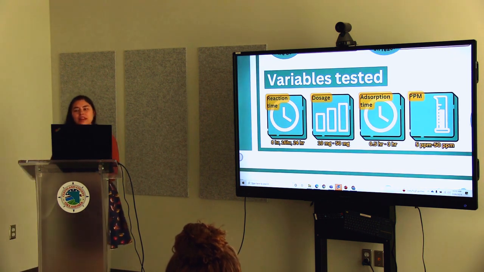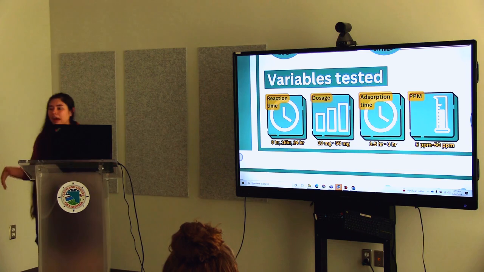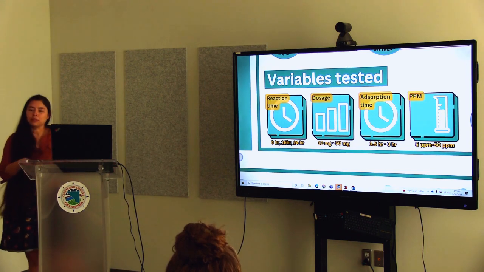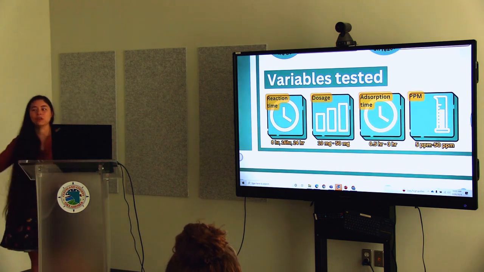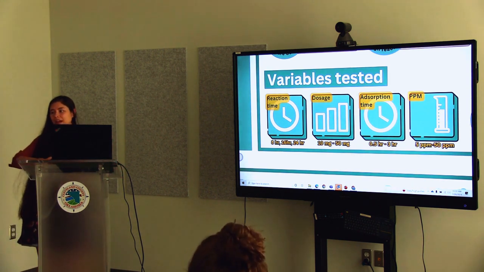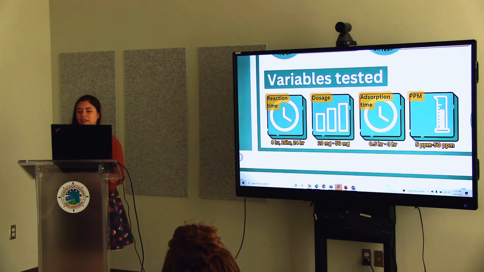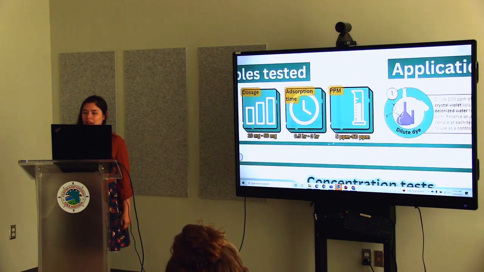And then we tested how long we should let that absorbent mix with the dye, how long that exposure should be, and then we tested how much dye we can remove. So we did more dye and less dye, between 5 and 50 ppm. And this is how we did it.